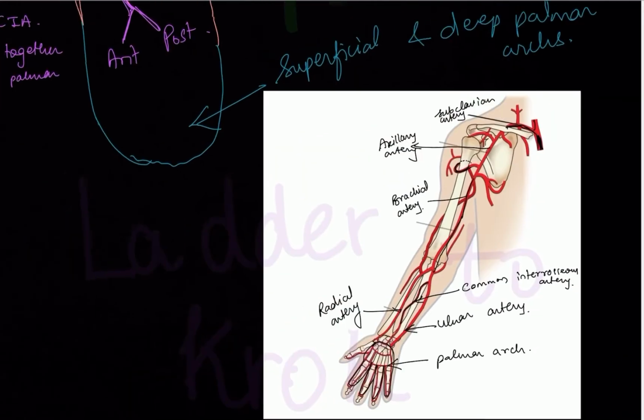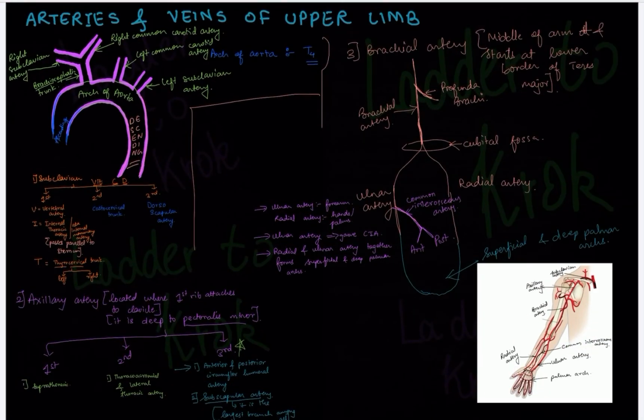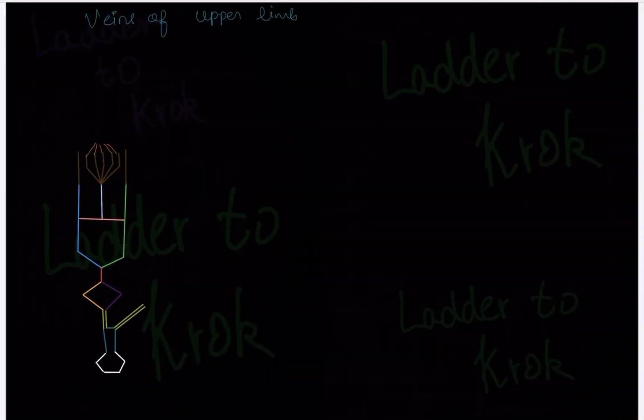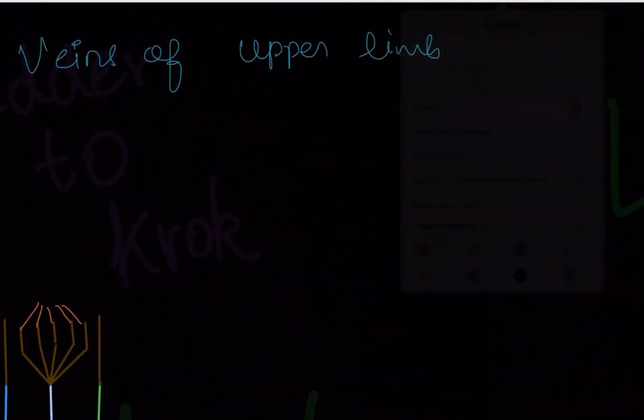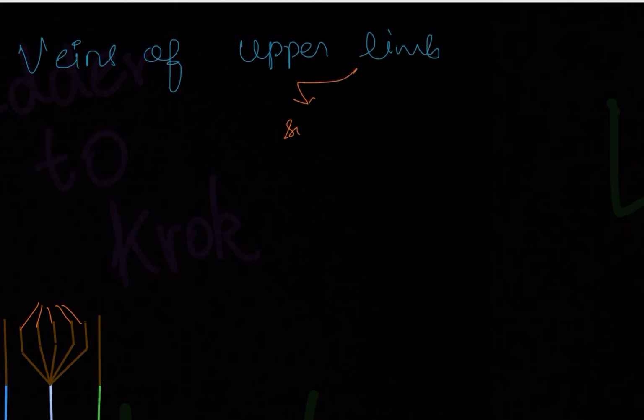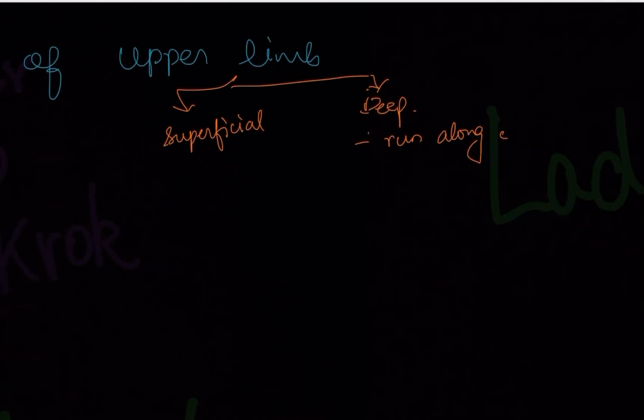Okay, so I hope the arteries are clear now. So the arterial supply is done. Now let's move on with the venous supply. For the venous supply, first of all you should know there are two types of veins, superficial veins and deep veins. We will be learning in detail about the superficial veins, and we are not learning about the deep veins because deep veins run along with the arteries. So they run along with arteries, therefore they have the same name.